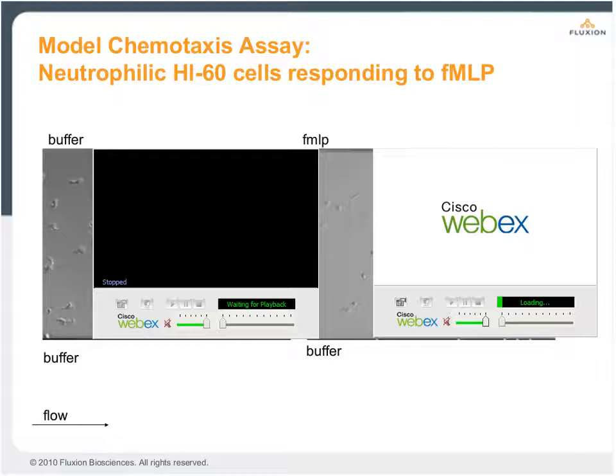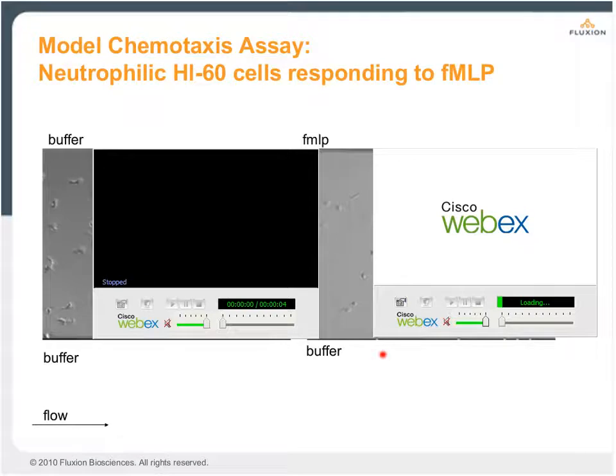And these cells are known to respond to FMLP. So the video on the left is a case where we have a channel flowing buffer in the top side and buffer in the bottom side. So we shouldn't expect any type of cell movement other than random. So I'll begin to play the video. So hopefully you can see that cells are moving quite a lot and flow is from left to right, but there's actually no directed movement of the cells other than with the flow.